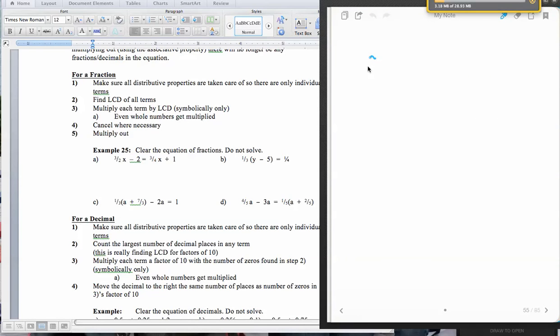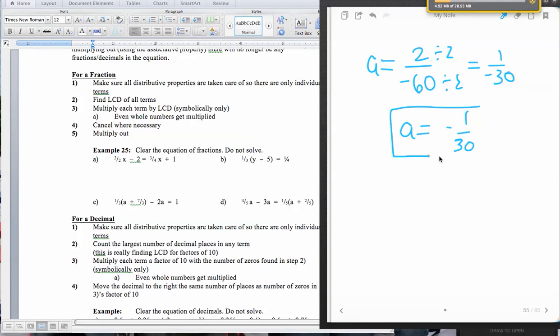And finally, we get that a is equal to 2 over negative 60, which is unacceptable because these have a GCF of 2. So we're going to take that GCF out. And now we have a is equal to 1 over negative 30. So in other words, a is equal to negative 1/30th. And that'll be our final answer.